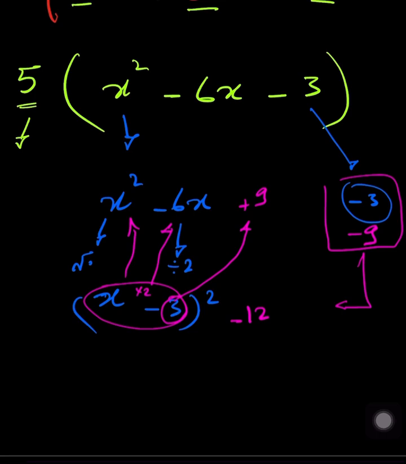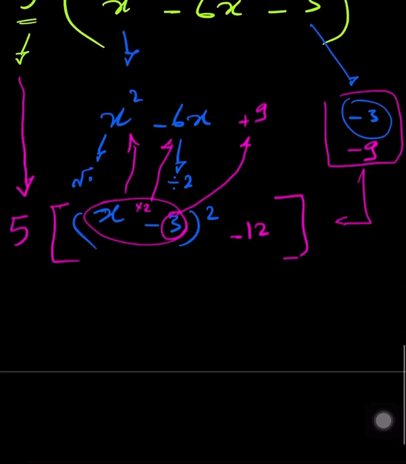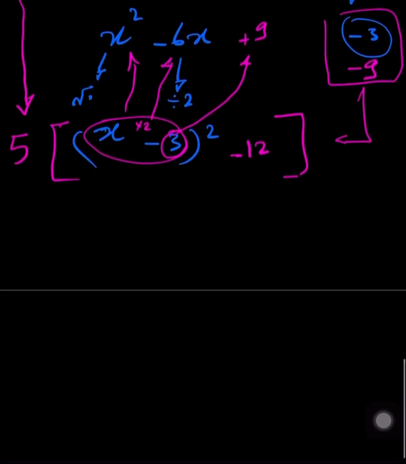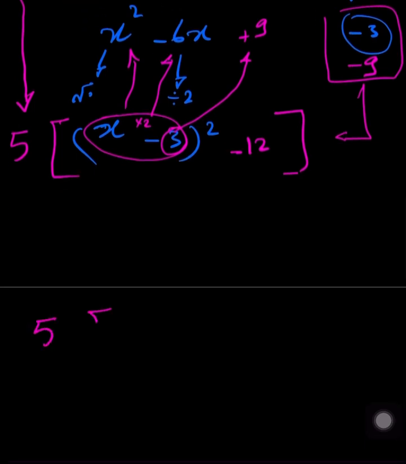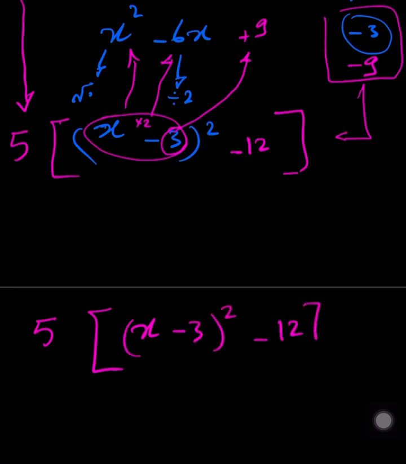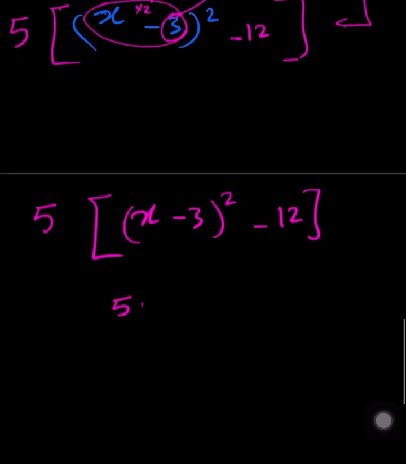We can put it in the form of x minus 3 whole square, and then minus 3 minus 9 is minus 12. And once we're over, we bring back our 5 and we expand 5 in the brackets. So we have the final answer in the form 5 times x minus 3 whole square minus 5 times minus 12, which is minus 60. Okay?